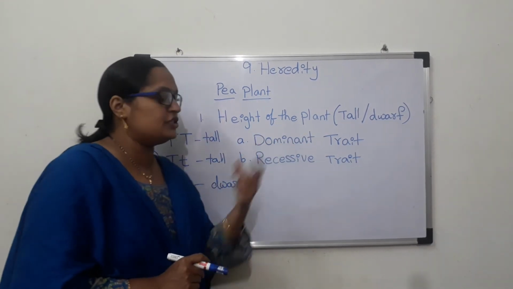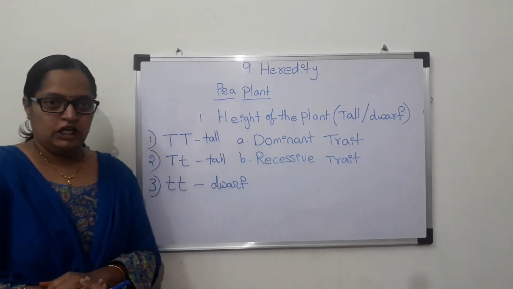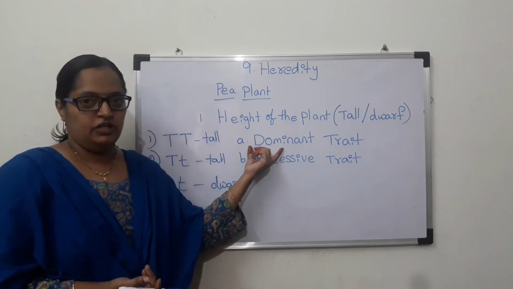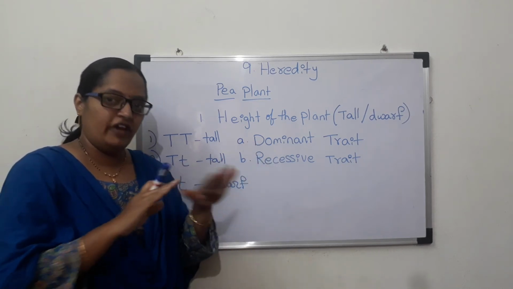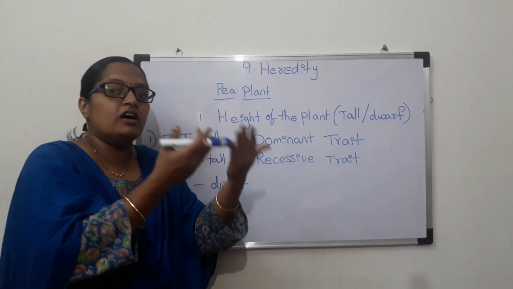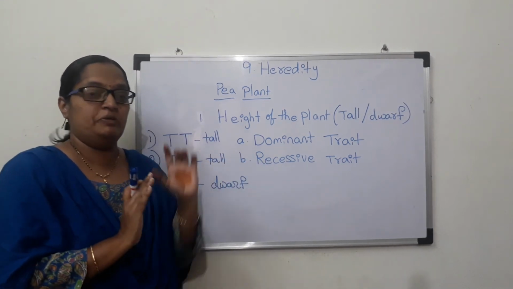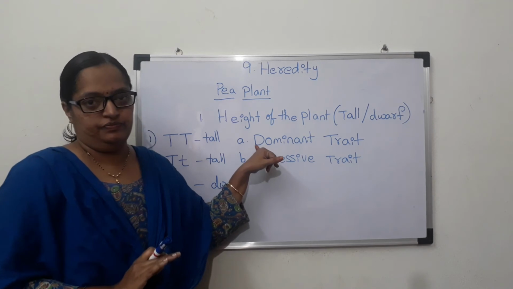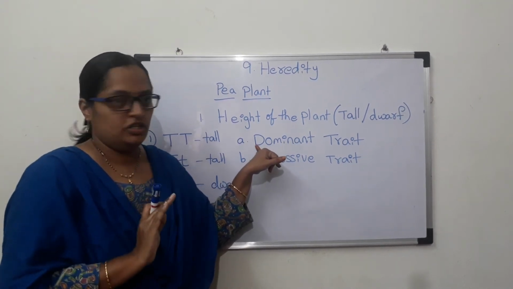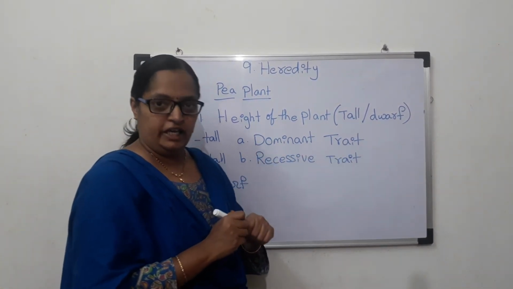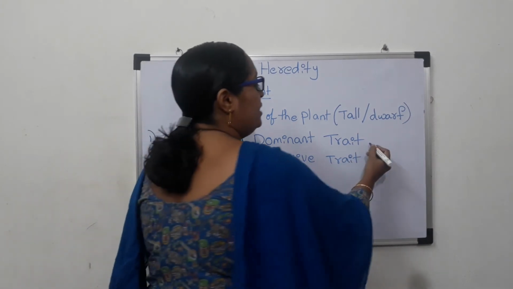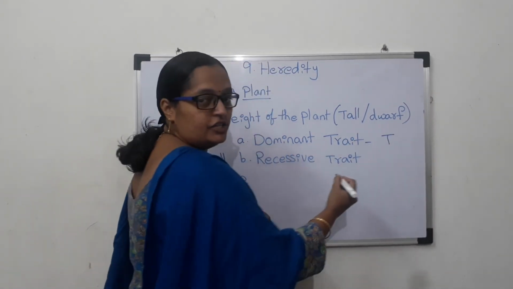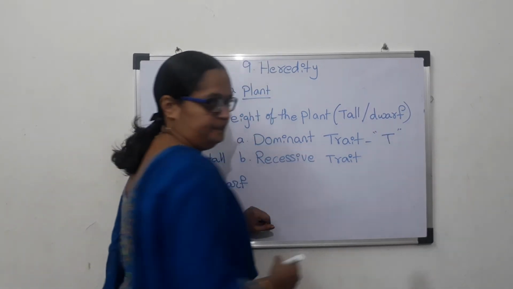Then tell me, what is a dominant trait? Dominant trait is the trait which remains always dominant in the gene combination. That means this is the only trait which is expressed. Dominant trait is represented by a capital letter. Here we are taking tallness, so it is capital T.